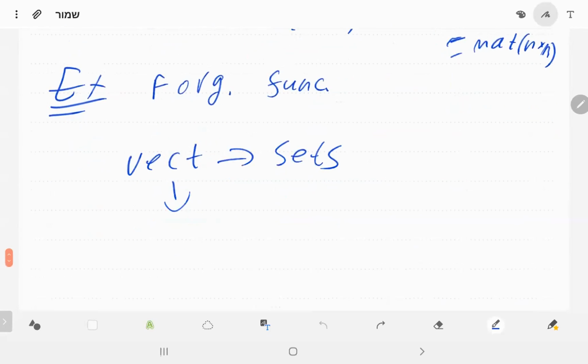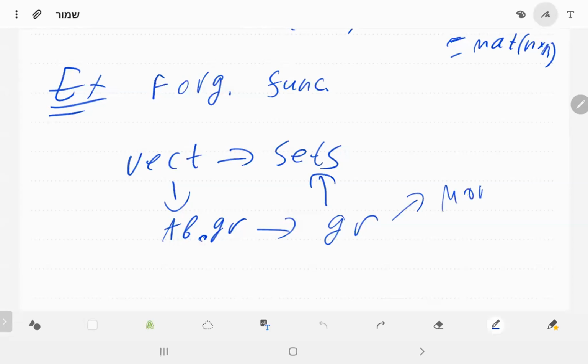You also have a functor from vector spaces to abelian groups, because any vector space is first of all an abelian group with some additional structure, so you can forget the additional structure. Now you have forgetful functors from abelian groups to groups. You can forget the fact that they're abelian. Now you're not forgetting a structure, you're forgetting a condition. And of course, you can have a forgetful functor from groups to sets, just forgetting the group structure. And maybe here we have monoids, and semigroups.